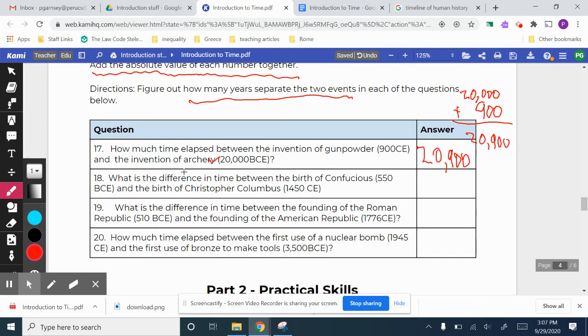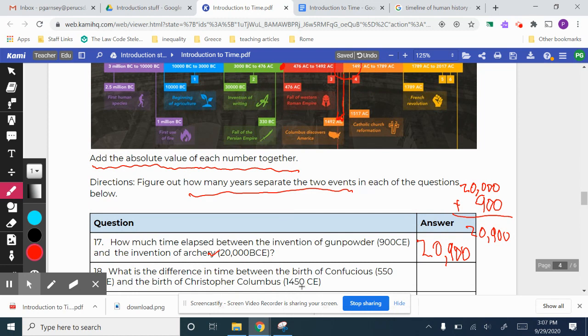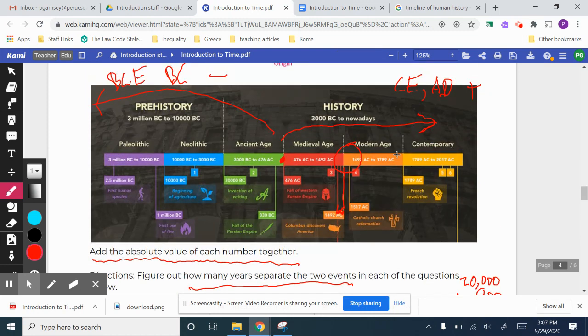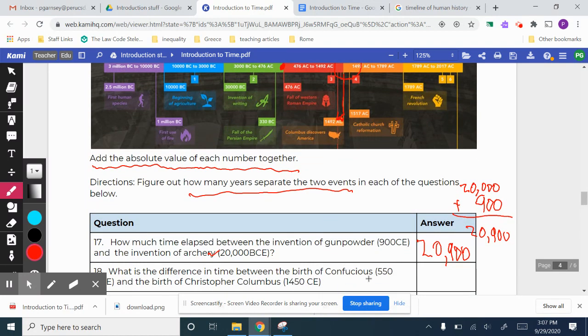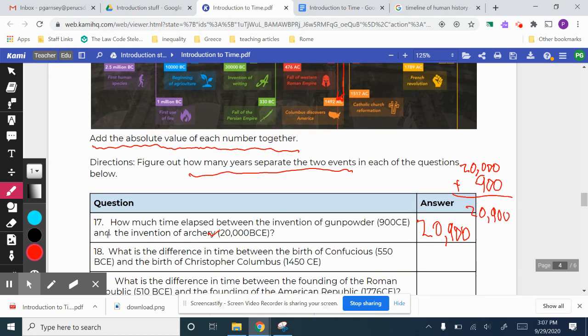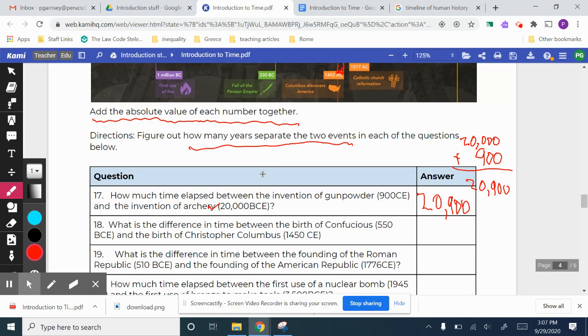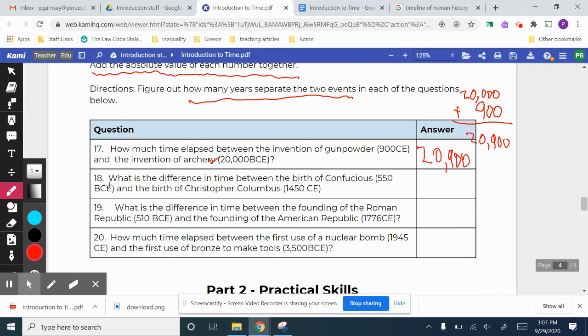Number 18. What is the difference in time between the birth of Confucius in 550 BCE and the birth of Columbus in 1550 CE? So we have a CE date, that's like the positive side over here. We have a BCE date, that's like the negative side. And we just need to add the absolute value. So instead of thinking of BCE as negative, we'll just say it's positive, the absolute value, 550.